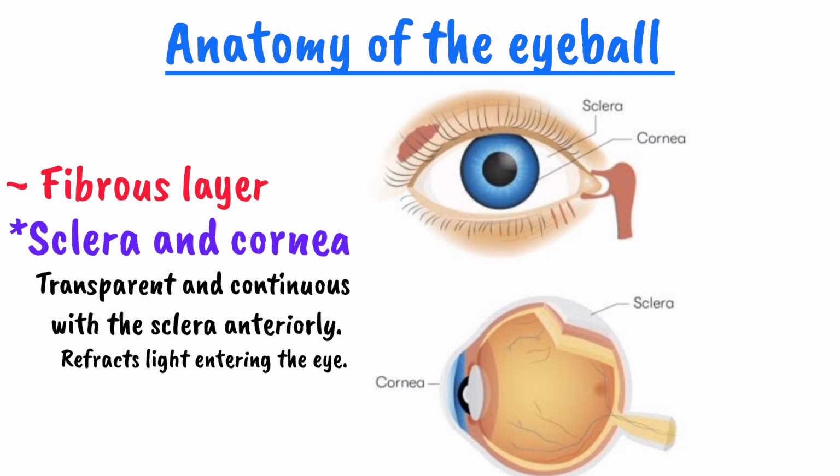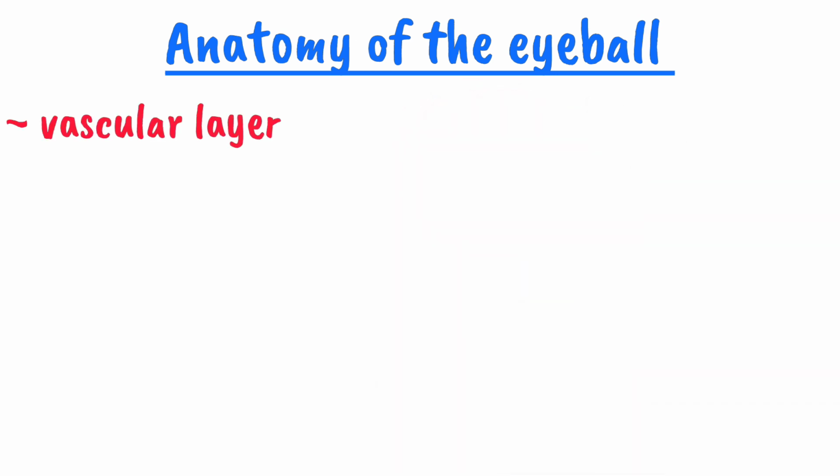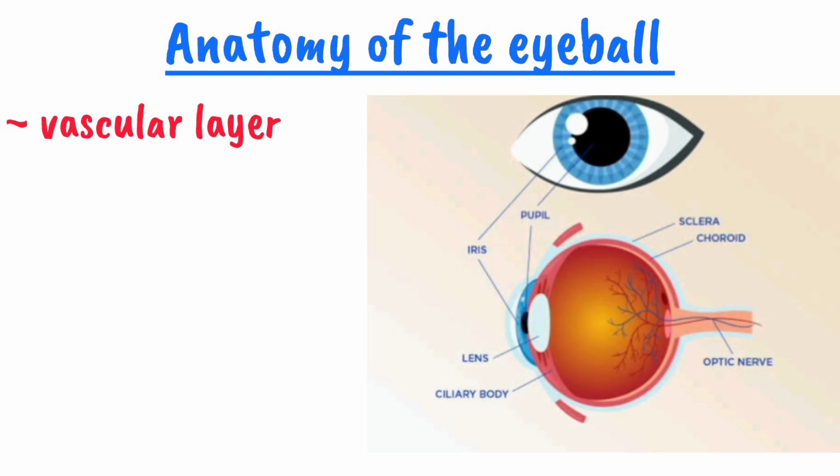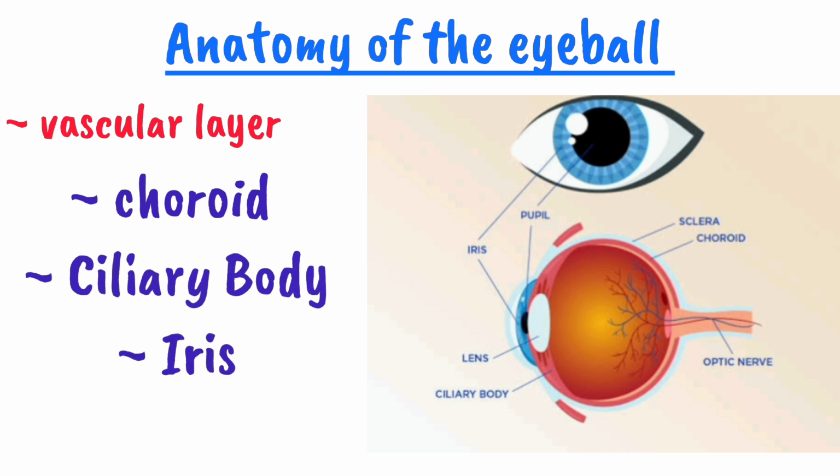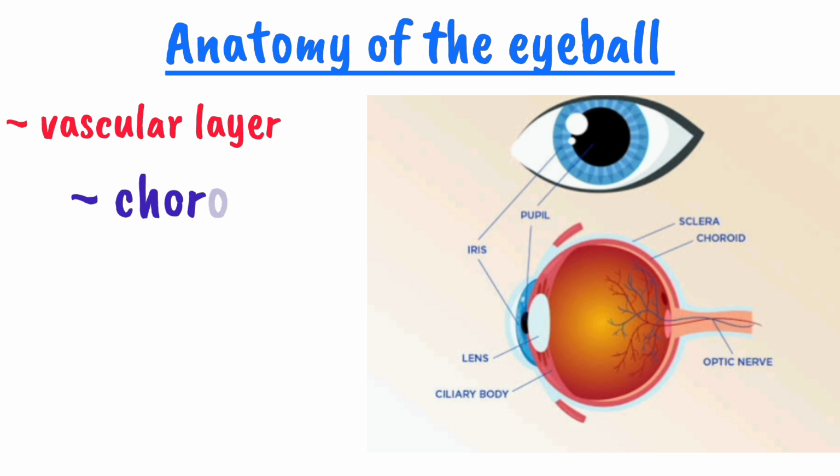Now let's move over to the vascular layer, which is a network of nourishment and control. The vascular layer lies beneath the fibrous layer and consists of three interconnected structures: the choroid, the ciliary body, and the iris. The choroid is the layer of connective tissue and blood vessels providing essential nourishment to the outer retina.